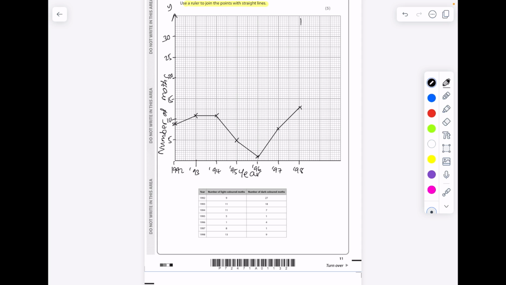And I'm going to need a key. So that's the light-coloured moth. Now let's do the dark-coloured moth. So we start at 27, 18, 7, 1, 4, 1, and then lastly 9. Join these up with straight lines. So that's our dark-coloured moth. So I'm happy I've got 5 marks there.